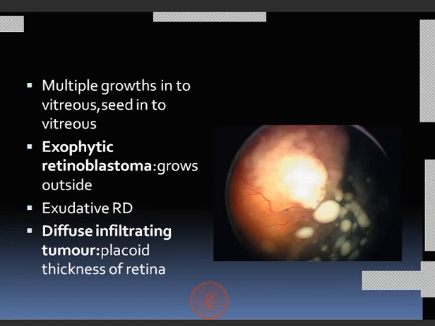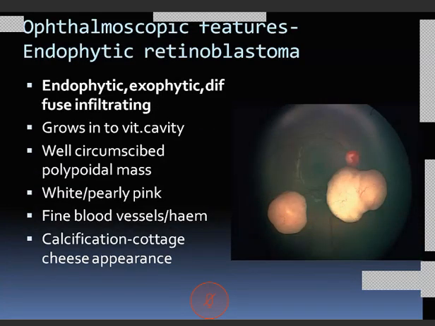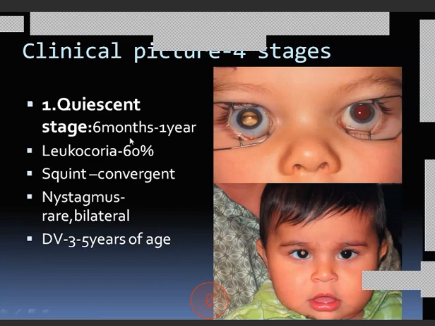In the quiescent stage, which occurs at 6 months to 1 year of age, the child presents with leukocoria. Leukocoria means a white reflex in the pupillary area. Are you able to see that? This is the normal pupillary area, and here in the pupillary area we can see the white reflex. This is otherwise known as amaurotic cat's eye reflex.